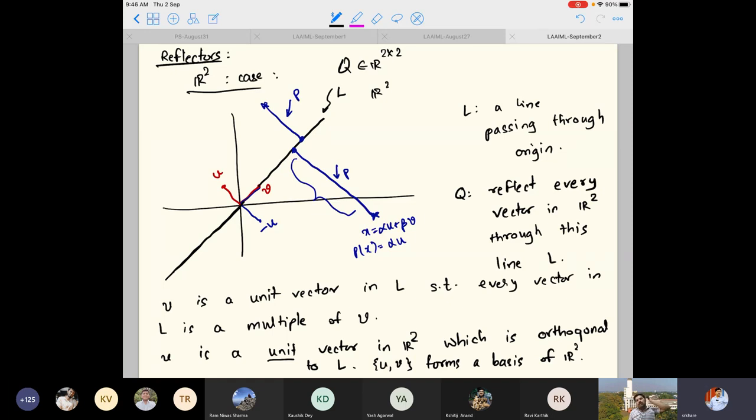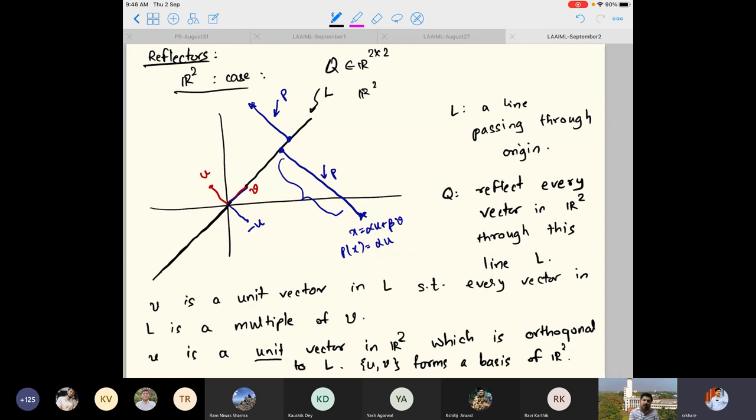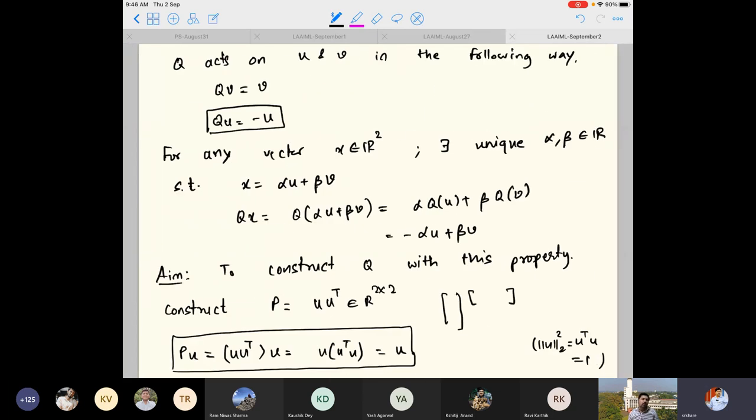Then how did you construct this reflector? The way you constructed this reflector is you chose the basis. What was the orthogonal basis for R2 that you chose? V and U. And what did you do with V and U? You said the Q matrix, if it is reflecting, should do the following, right? So that's what it's doing.